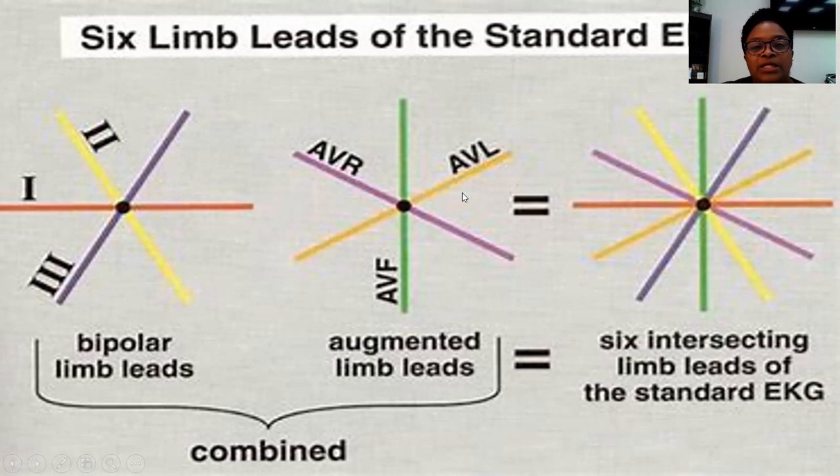Our 6 limb leads for the standard EKG show our bipolar limb leads plus our augmented leads, and that gives us our 6 intersecting limb leads on the standard EKG. If anybody has actually hooked up an EKG yet, you probably noticed that you only had 10 leads. You don't actually have leads per se for the others, but the leads that are on show the different angles with your augmented leads, your AVR, AVF, and AVL.